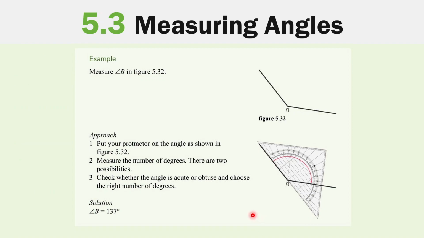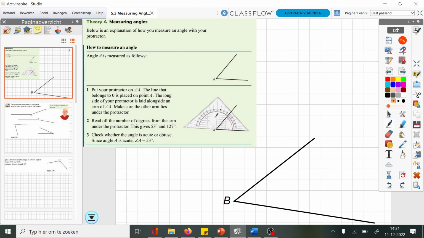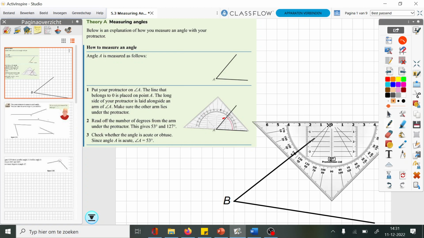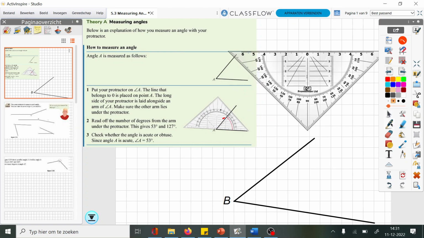Okay? And here they give another example. Take a look at this in the book, of course. What I'm going to do is go out of this program and for a second go to Active Inspire, where I've copied this theory, but now I'm able to get out the protractor and show you by moving it. So let's say I want to measure this angle here. We have angle B, and I want to measure how many degrees this angle is.